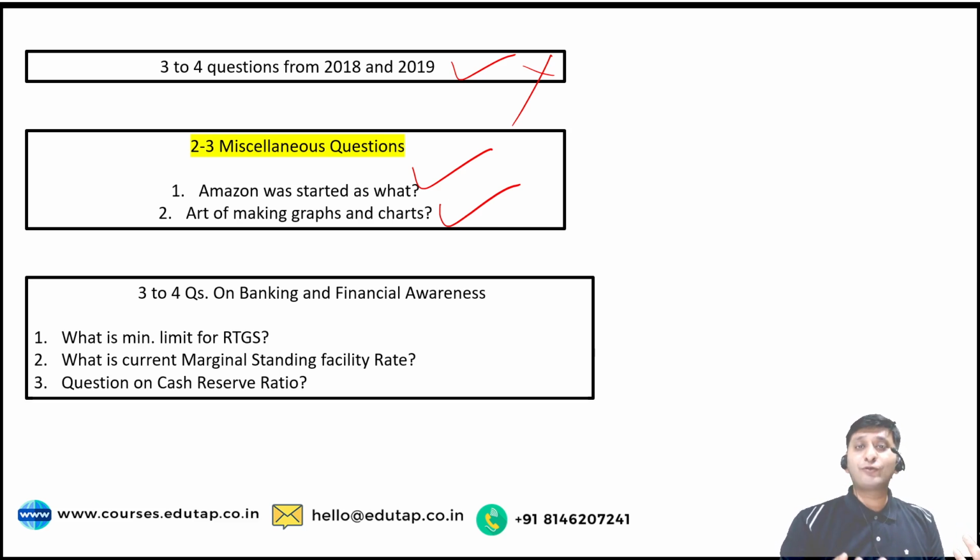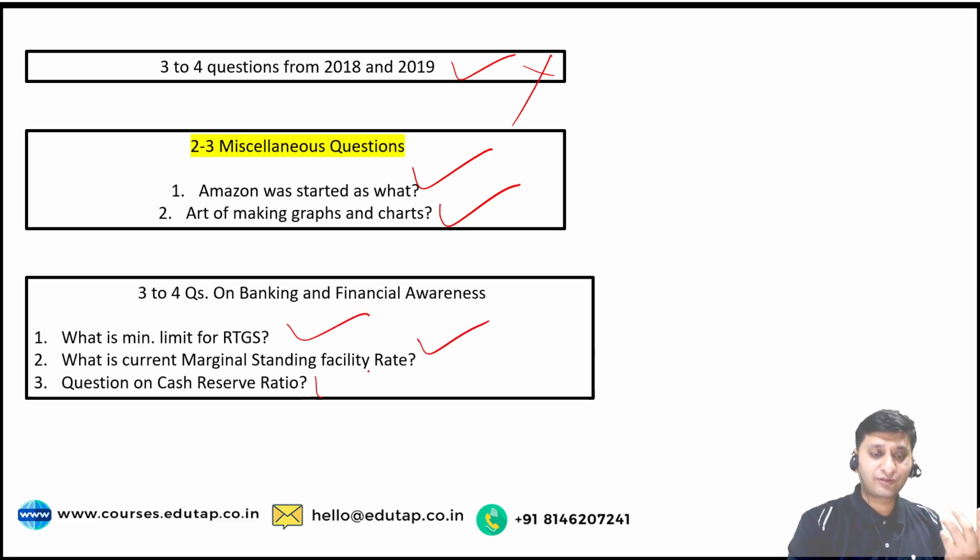Then there were 3 or 4 questions on banking and financial awareness, which I would call very generic. Limit for RTGS, current marginal standing facility rate, question on cash reserve ratio. So again, we can't tag any month to these questions. These are very generic kinds of questions which you should be knowing anyway if you're preparing for RBI Grade B.